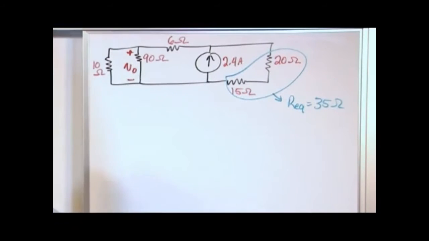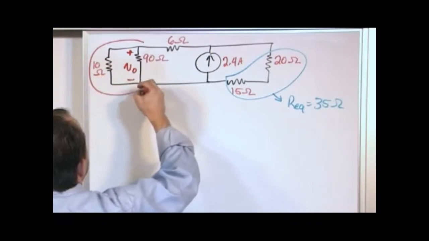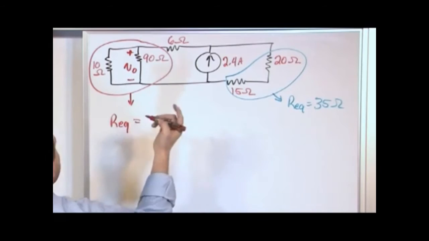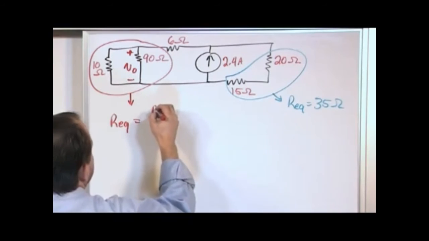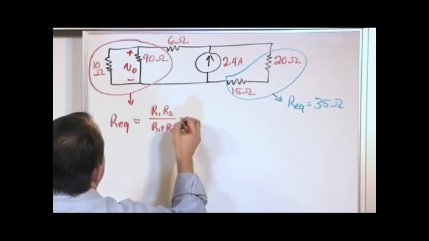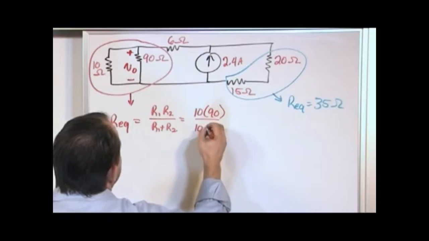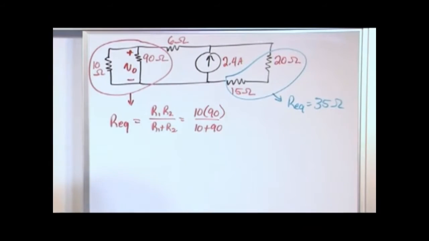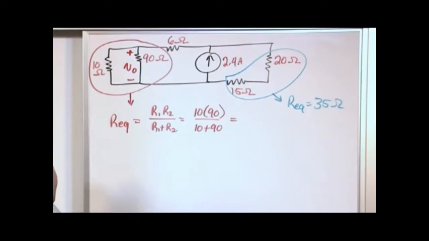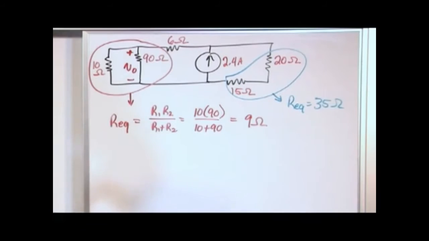All right, so that's the obvious guy. But then the other guy we want to look at is, we start looking around and we say, well, these guys are in parallel, so we can tidy this up a little bit. And we say equivalent. This is two guys, so we can do product over sum. So it's going to be R1 R2 divided by R1 plus R2. The product is 10 times 90. The sum is 10 plus 90. And so what we're going to get here is 900 over 100, so what we'll get is 9 ohms. So I have 9 ohms for this part.